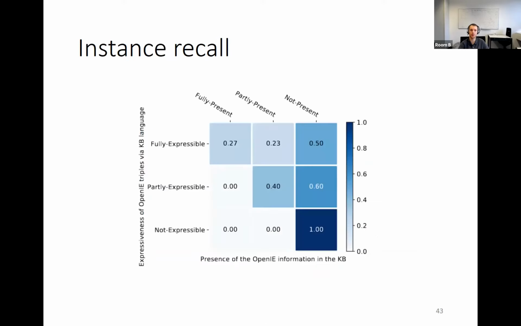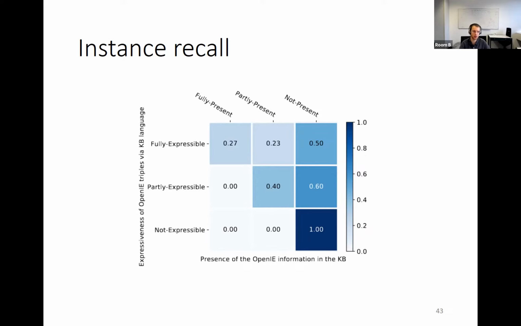On the other side, we have the instance recall. So how many of the things that could be captured were also captured? Again, let's focus here on the top row. What could be fully expressed, of that 27% were also present in DBpedia. Another 23% were partially present, for example, because it was a conjunction where only one of the conjuncts was present, and 50% of the OpenIE triples were not present in DBpedia.